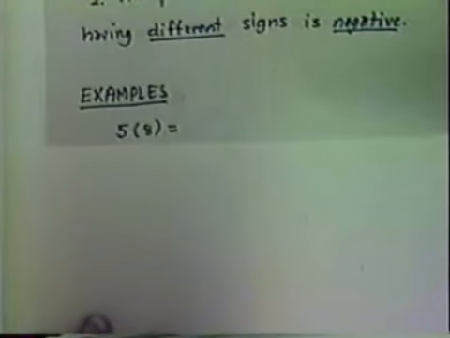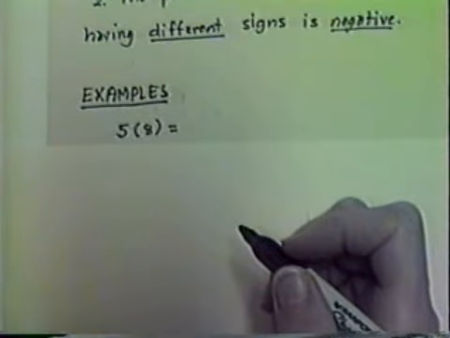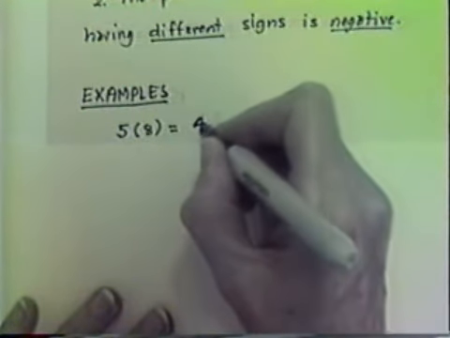Let's look at some examples. We start with 5 times 8. These two numbers have the same sign. They're both positive. Therefore, the answer is positive 40.